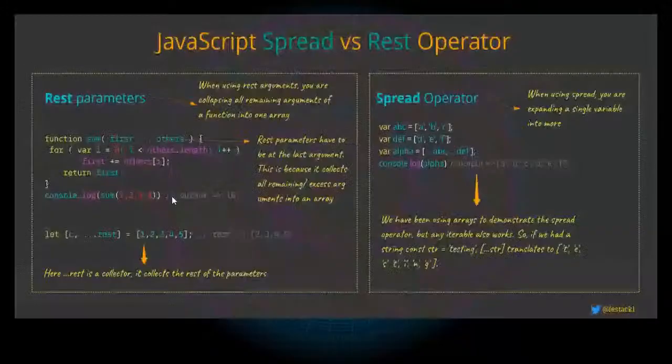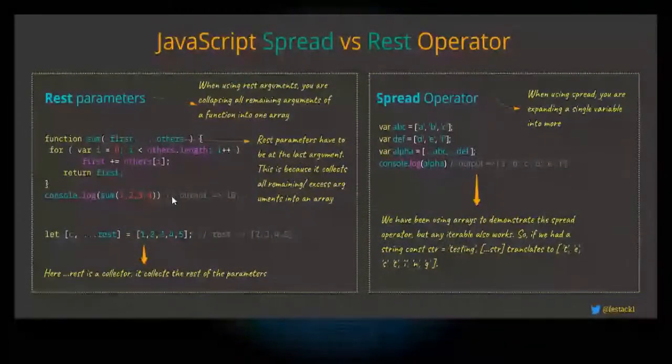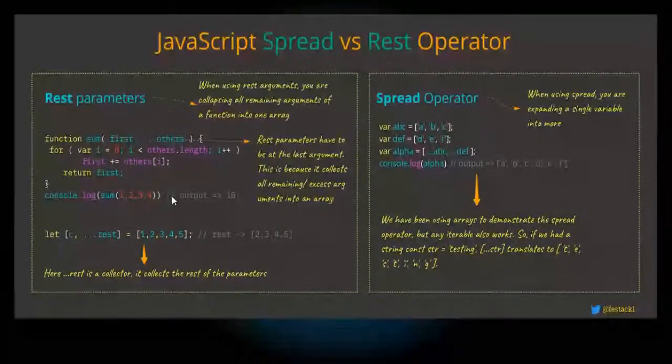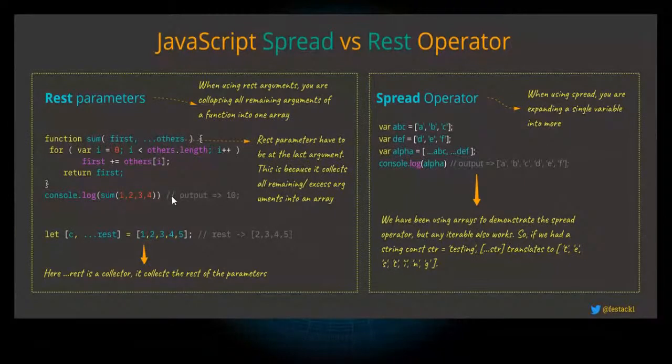So, JavaScript spread versus rest operator example. What you have been looking at on the left is how we usually would, in the old days, get a particular value off of an array. So we have a function which takes in a parameter first, and it's going to copy some parameters from an others object. And we're going to say for every index that's less than 1, we're going to iterate over that until we get to the end of it.